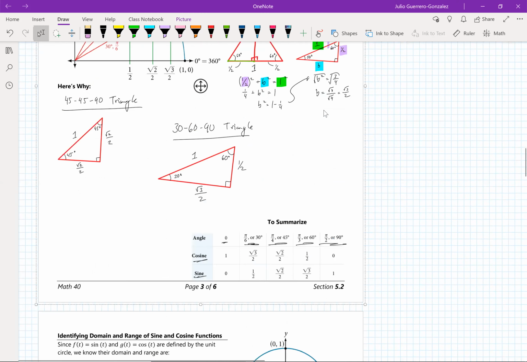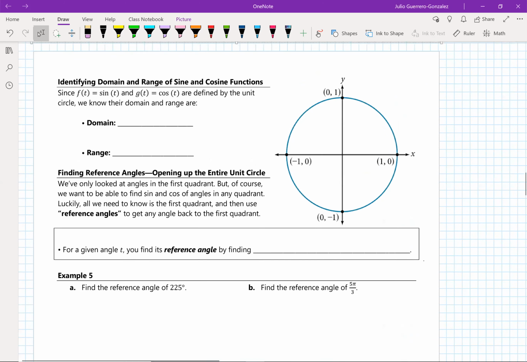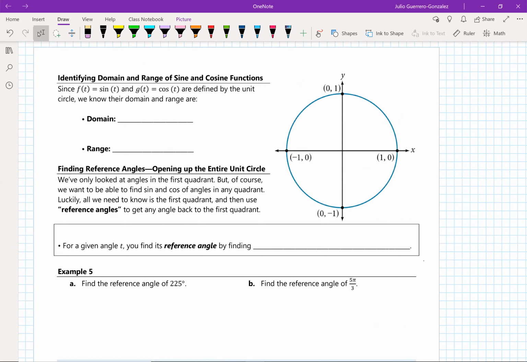So the first thing I want to do is, am I still sharing the screen? Yep, okay. The first thing I want to do is identify the domain and range for the sine and cosine functions. They're both the same. So the domain: what can we plug in to sine of t and cosine of t? Is there any angle we can't plug in? The answer there is no. So the domain for both sine and cosine is negative infinity to infinity.